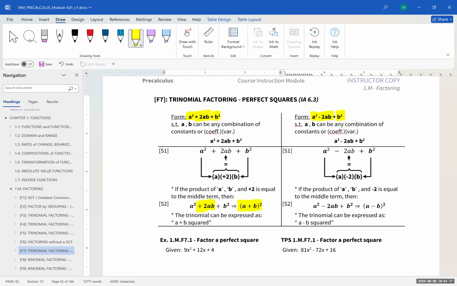But if this middle term isn't positive, if it's negative, then you're going to be able to factor this trinomial as a minus b squared. Okay. So basically, if it fits this form and it passes a check, if it's positive here, it's positive there. If it's negative here, it's negative there.